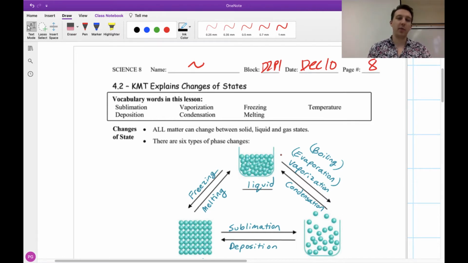This time we're going to follow up on what we talked about last time, where we spoke about KMT, the kinetic molecular theory, and a little bit about how it explains the different states of matter. Today we're going to follow that up by talking about how it explains the changes of state, so how we go from liquids to solids to gases.